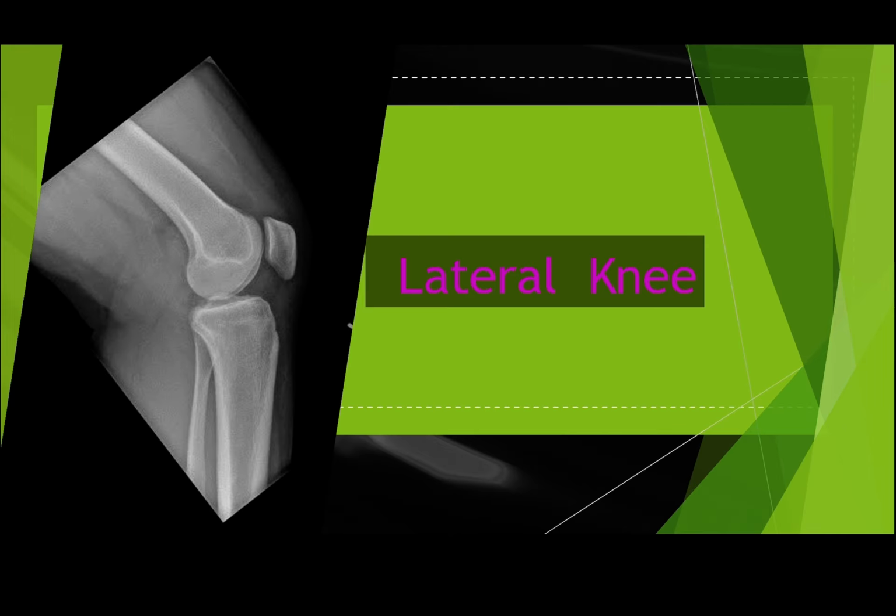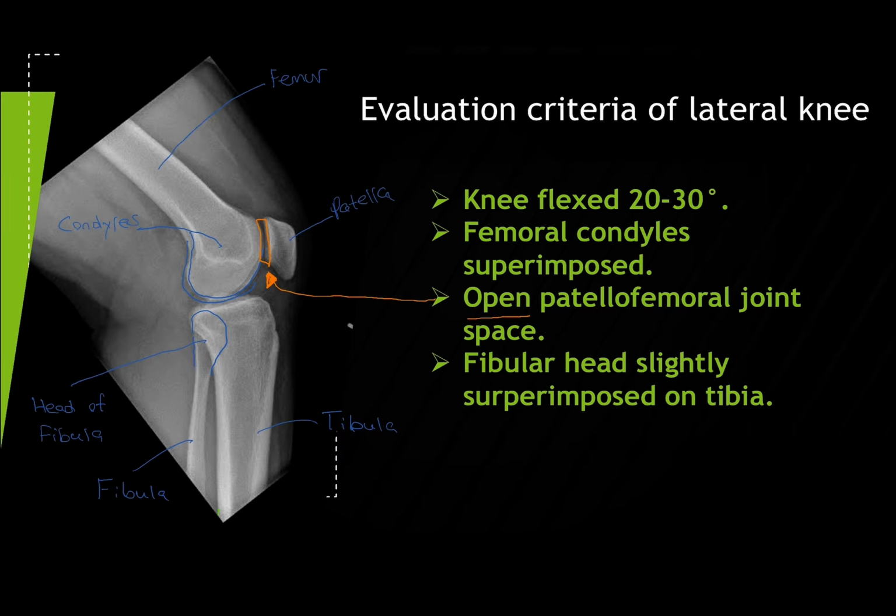So moving on to lateral knee. Our evaluation criteria for the lateral knee is that the knee needs to be flexed 20 to 30 degrees. Femoral condyles are superimposed. Open patellofemoral joint space. Fibular head slightly superimposed on tibia.